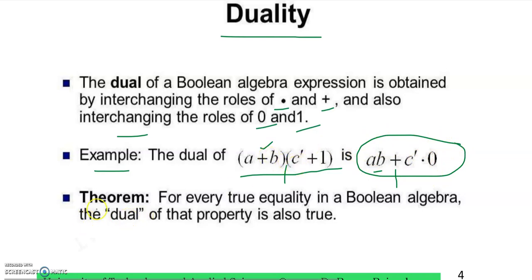What the theorem says here: for every true equality in Boolean algebra, the dual of that property is also true. Yes. You can even verify this through a truth table for any Boolean algebra expression.